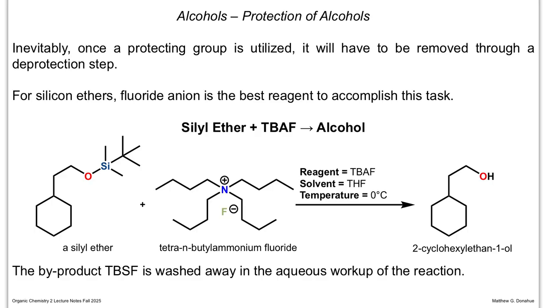Typically with protecting groups, you put them on, you do some things, and then at a later step, you have to remove it. So the deprotection uses this reagent here called TBAF, which stands for tetra-N-butylammonium fluoride. It's a salt. So you have a cation and an anion. The fluoride anion likes silicon.